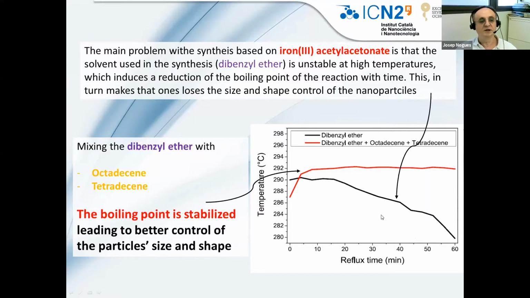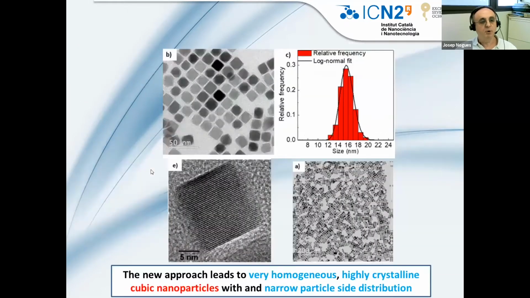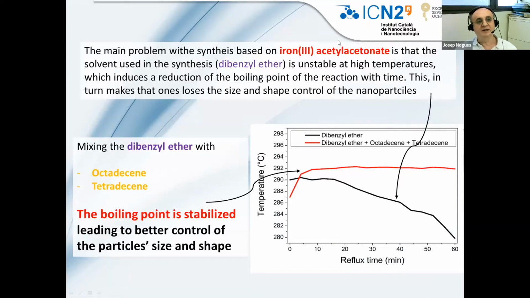So the way we solve this is, rather than using dibenzyl ether alone, we combine dibenzyl ether with octadecene, which has a suitable boiling point. The problem is that iron acetylacetonate cannot dissolve in octadecene, so we have to keep some dibenzyl ether to be able to dissolve it. But octadecene has a slightly too high boiling point. That's why we add tetradecene to have an intermediate boiling point.